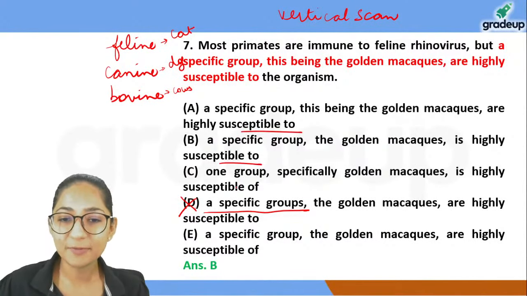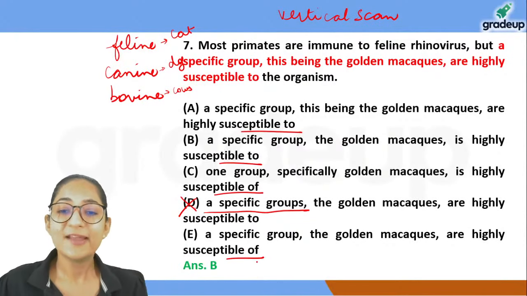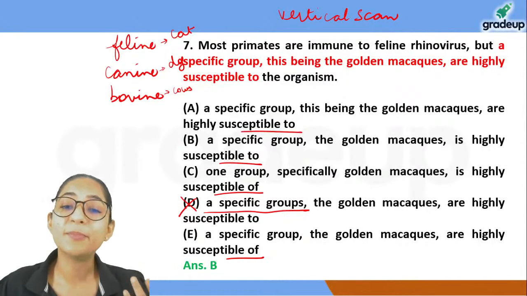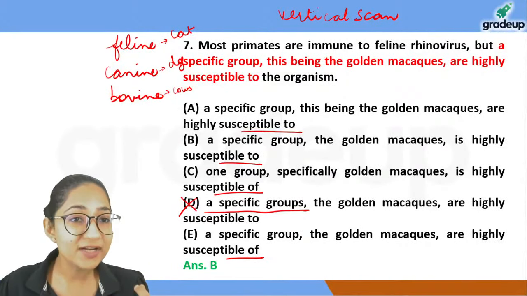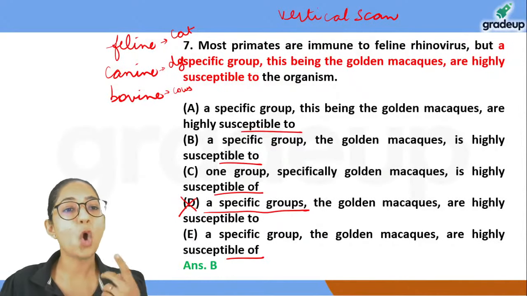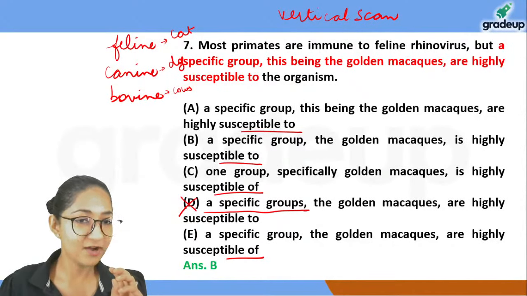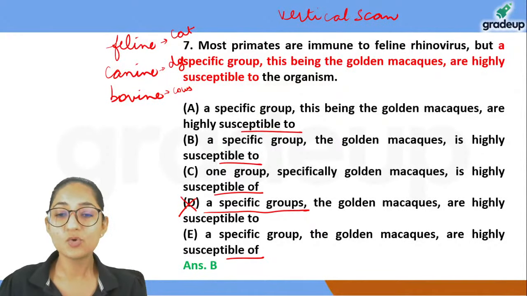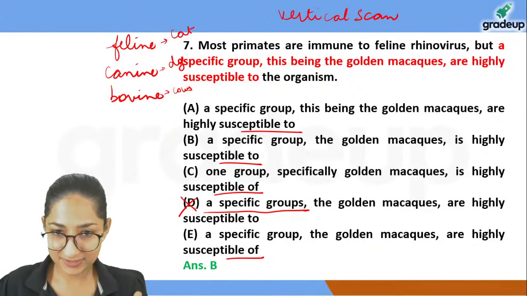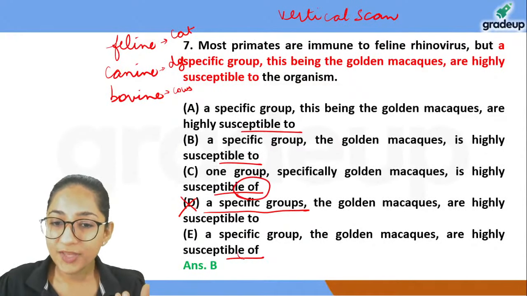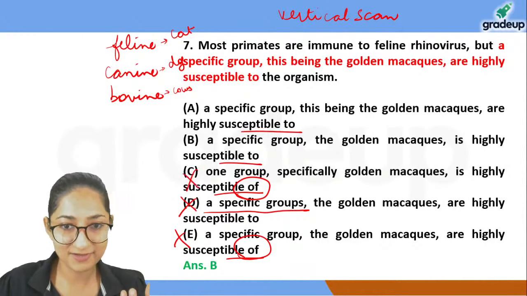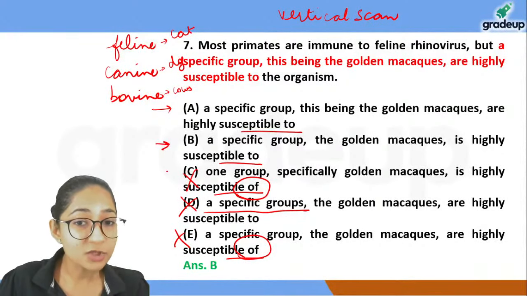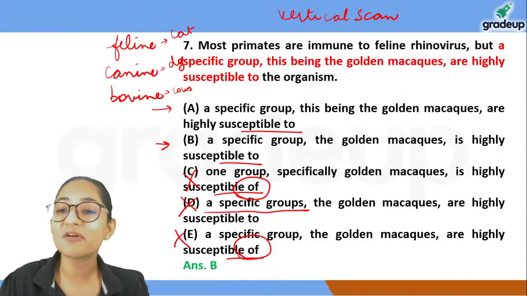Susceptible to, susceptible of. Now you tell me, what is the right preposition for the word susceptible? Are you susceptible to the disease, or are you susceptible of the disease? You are susceptible to the disease. So susceptible of is wrong usage of preposition with the word susceptible. Only two will survive.